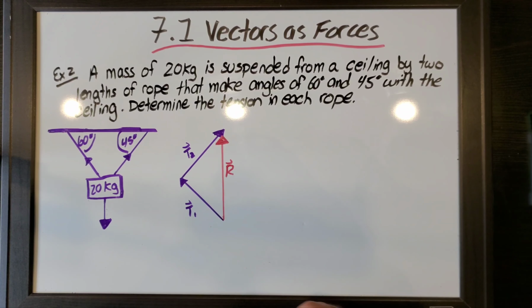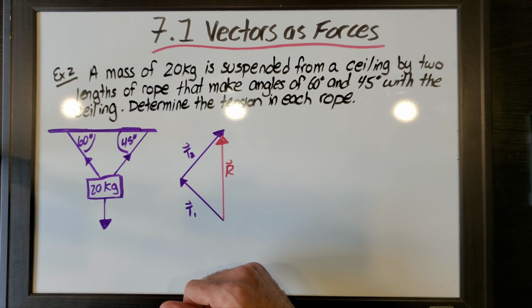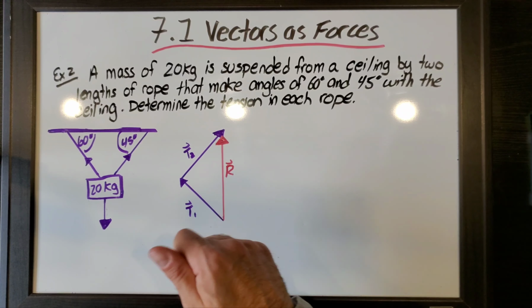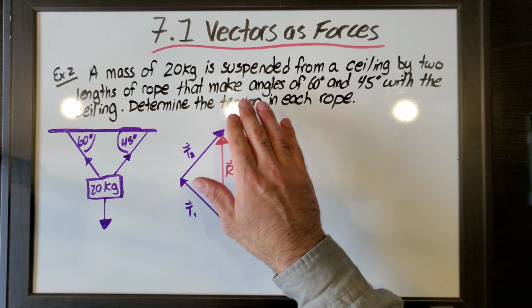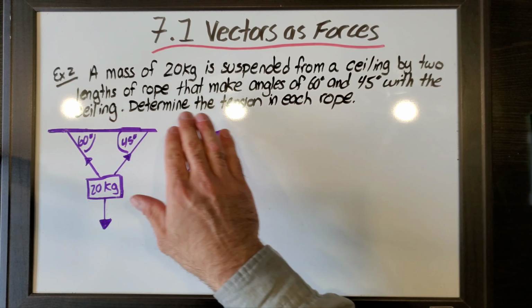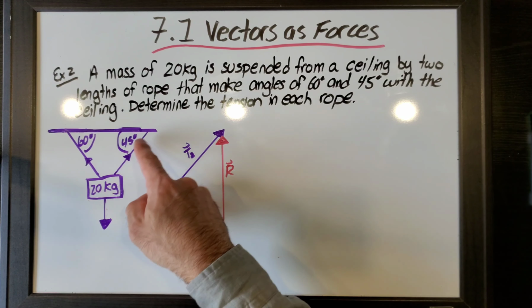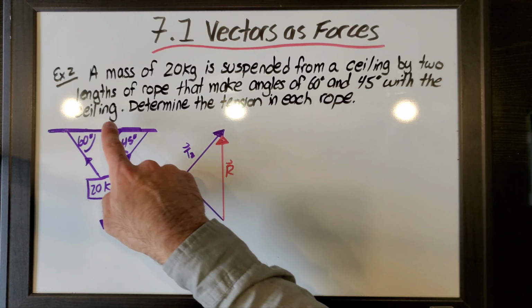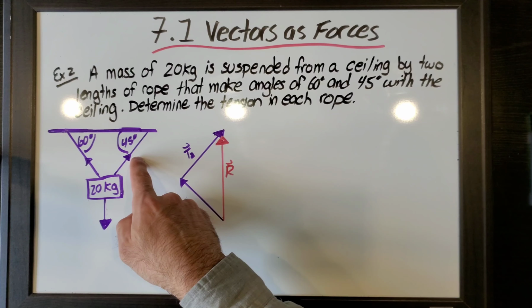Okay, so now moving on to a different example that has multiple ropes, besides one on a sleigh. Example 2 says a mass of 20 kilograms is suspended from a ceiling by 2 lengths of rope. So here we have a 20 kilogram object suspended from a ceiling with 2 pieces of rope, and they make angles of 60 and 45 with the ceiling. Determine the tension in each rope.